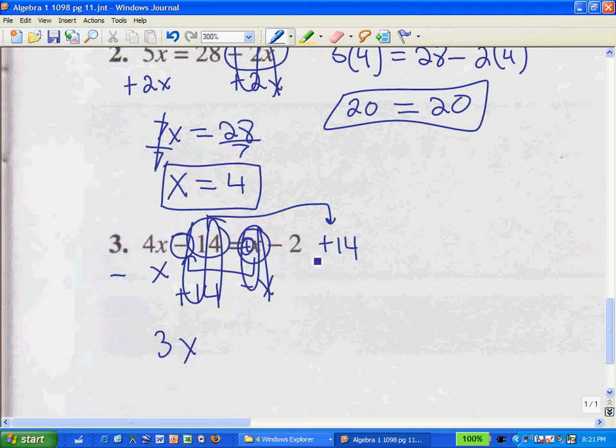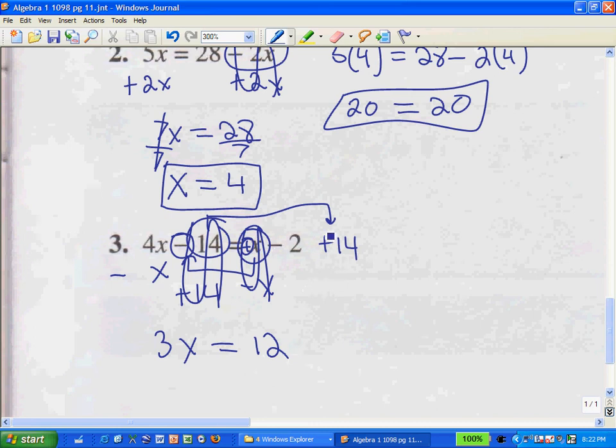Why? Well, pretend that we're talking about money here. The positive in front of the 14 means that you have $14. The negative in front of the 2 means that you owe $2. Well, once you pay what you owe, how much are you going to have left? You're going to have $12 left. Okay? So it stays positive because that's money you have left.